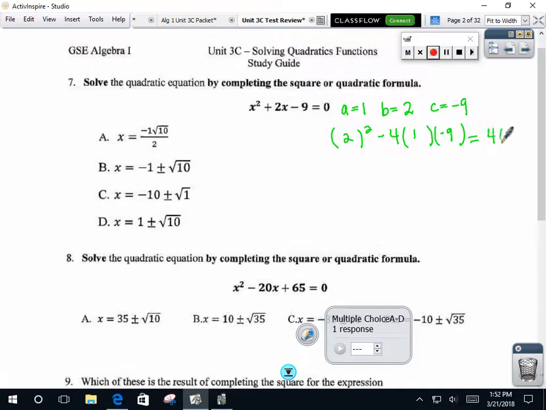Since your discriminant is positive, that tells you that you're going to have two solutions. You continue on with the quadratic formula to find the two solutions. So you do negative b, which would be negative 2, plus or minus the square root of b squared minus 4ac, which is 40, divided by 2 times the a value, and the a is 1, so 2 times 1 is 2. Now, I'm aware that that doesn't look like any of these. Go ahead and type it in and tell me what the decimals are.